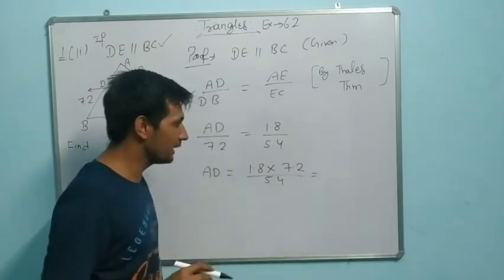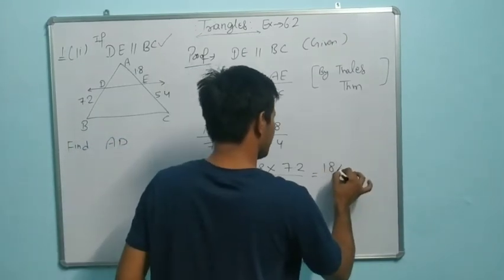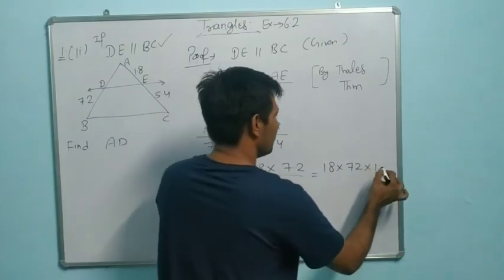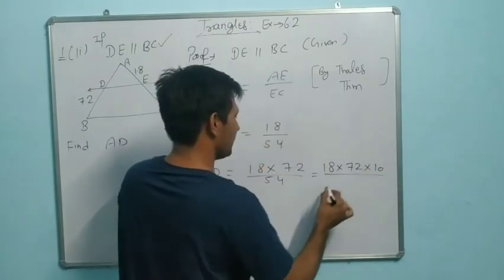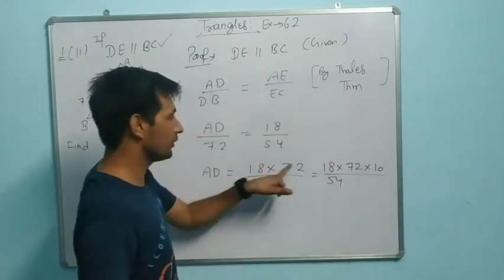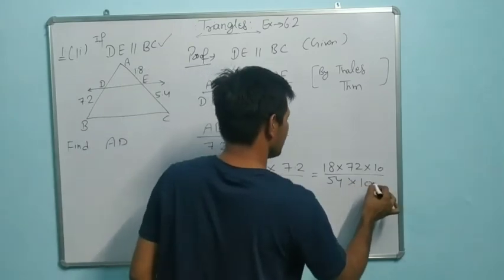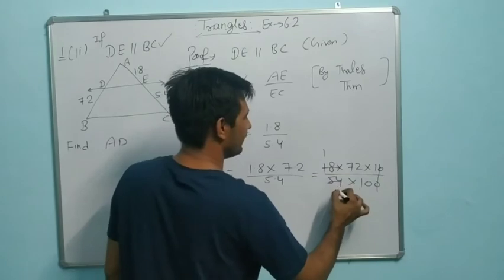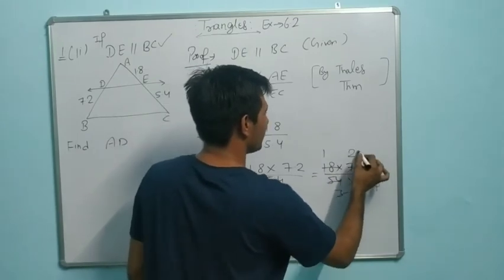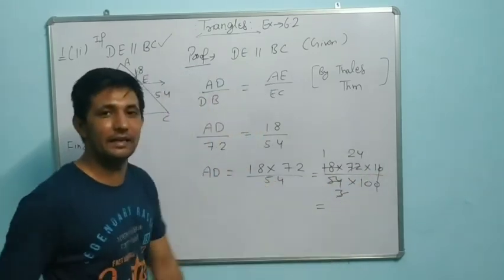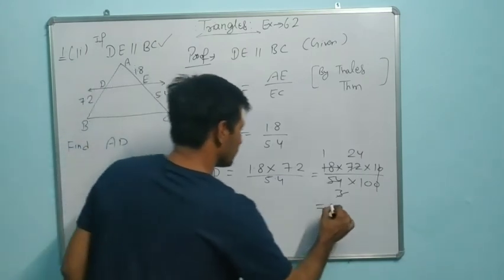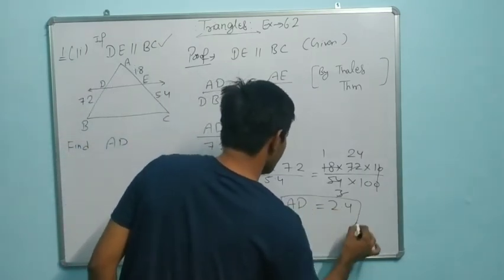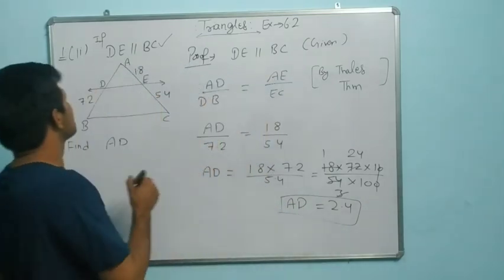Remove the decimals, dear. 18 into 72. When we remove this decimal it becomes 10, and the other decimal is 1, 2, so how much comes? It is 100. 0 cancels 0. 18 1 ja 18, 18 3 ja, it is 24. And 10 is divided. So AD equals 2.4. How much is AD, dear? AD is 2.4 centimeter.